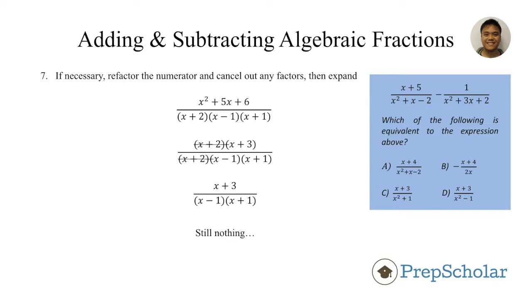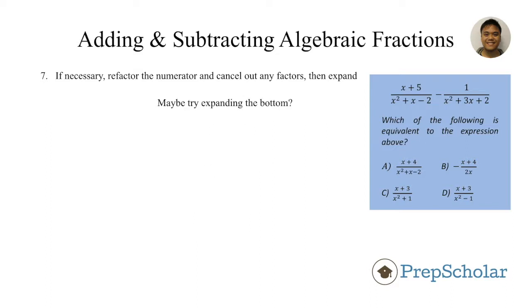Now, this still doesn't look like any of the answers, so we're going to do the last thing that we can do, which is to try expanding out the denominator. So we had this. We should multiply the x minus 1, the x plus 1, which gives us this. And when we combine like terms, we get x plus 3 over x squared minus 1. And that actually is answer choice D.